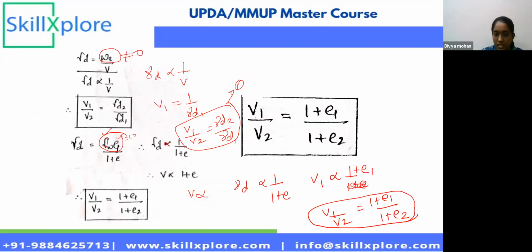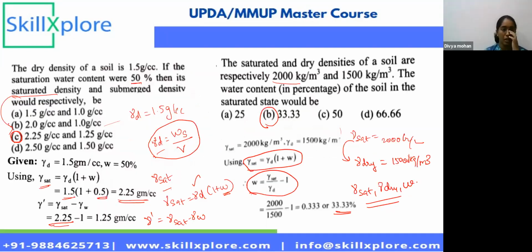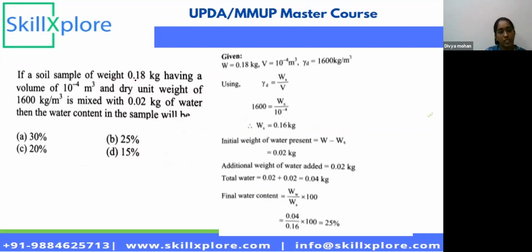As of now, the basic parameter definitions and everything is over, and one more sum is there. Here, the soil sample total weight is 0.18 kg, and the total volume is 10 to the power minus 4 meter cube. We should also be very careful about the notation used. This is V. The dry unit weight gamma D is 1600 kg per meter cube, and it is mixed with 0.2 kg of water.